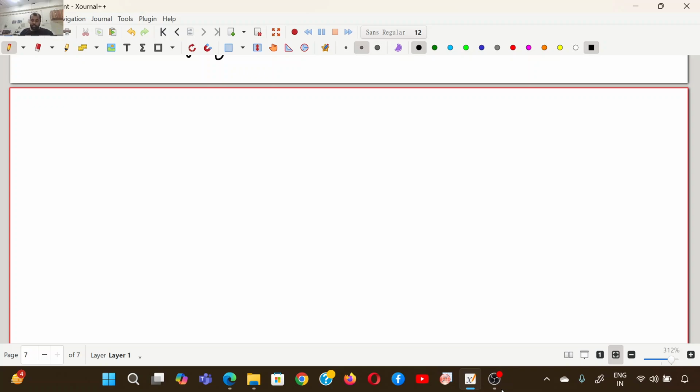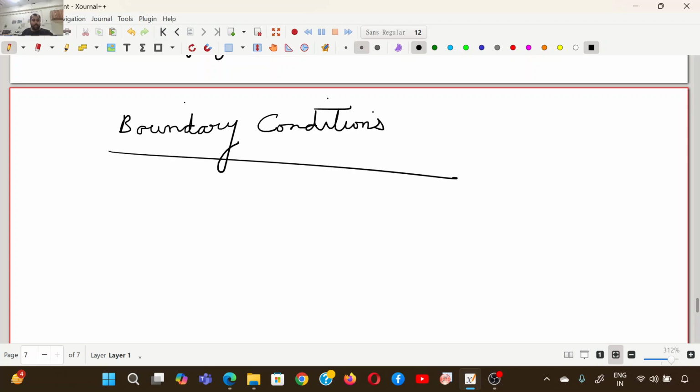Final part of today's class. Let's finish with the boundary conditions. Basically, there are three types of boundary conditions similar to the ones we saw in momentum exchange. Okay, so there are some underlying assumptions over here.